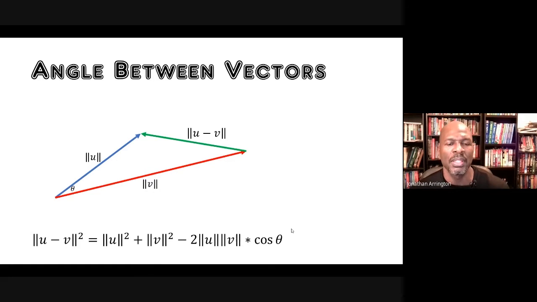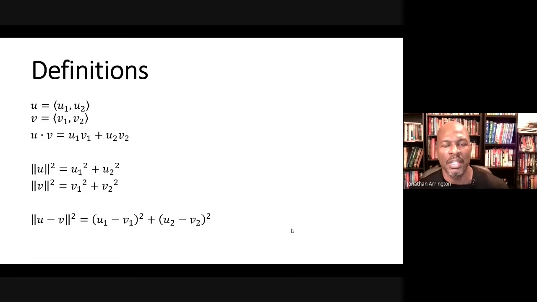Before we get to that, we want to define just a few things. So we want to define the components of the vector u as u1 comma u2, the components of the vector v as v1 comma v2, and the dot product u dot v. It's the dot product right here. That's u1 times v1 plus u2 times v2.